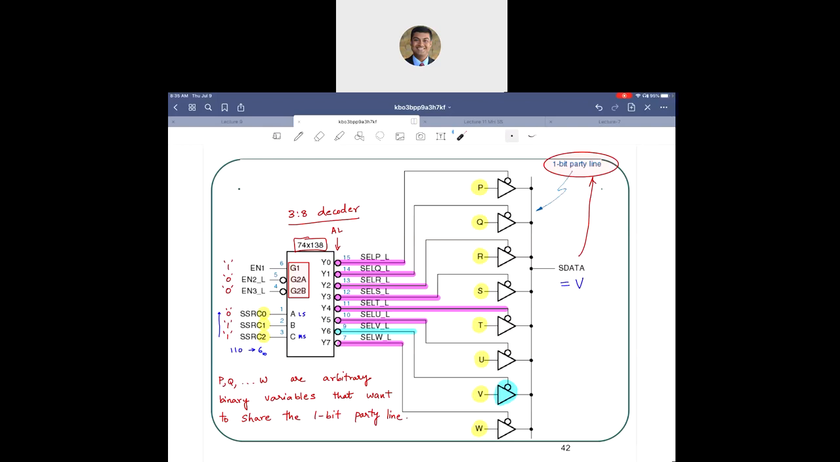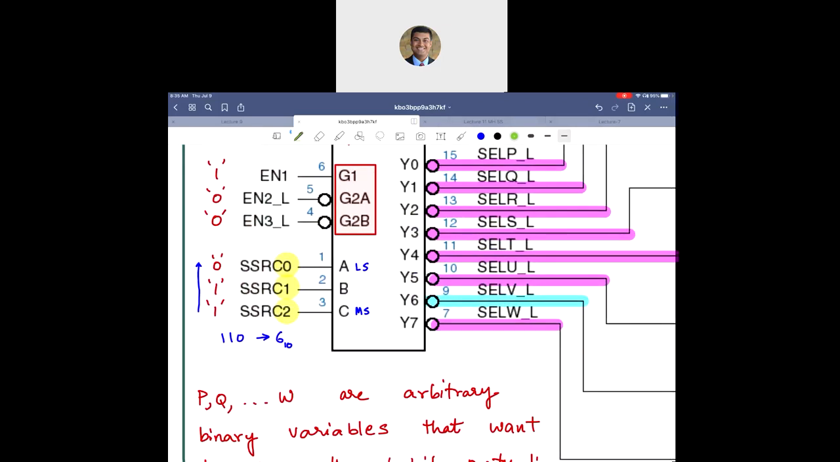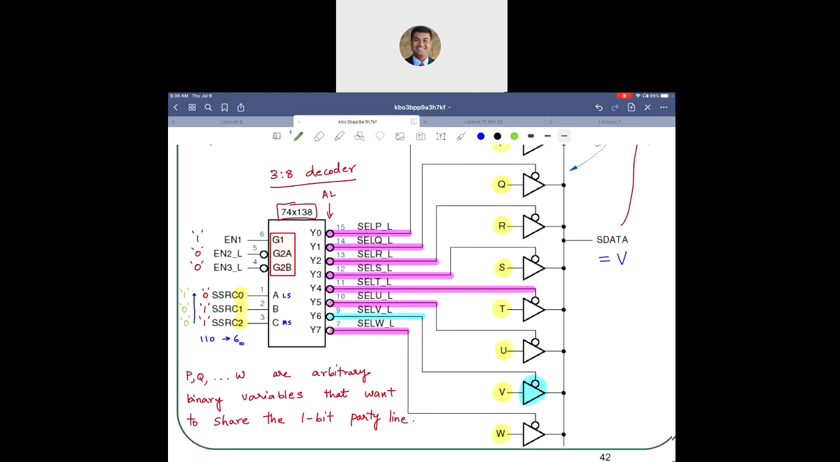Let us throw a quick question out there. What if I change this to, let's see, I will use maybe green here. So I want to change this slightly and say, let's see, 1, 0, 0. What is S data when the inputs are 1, 0, 0?